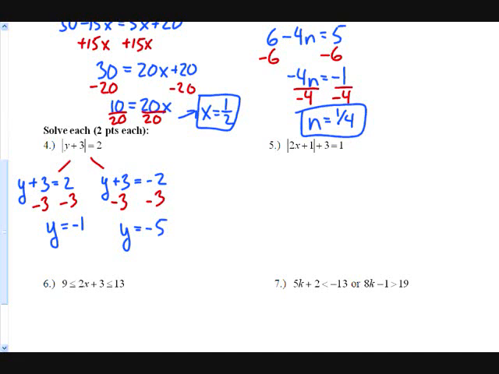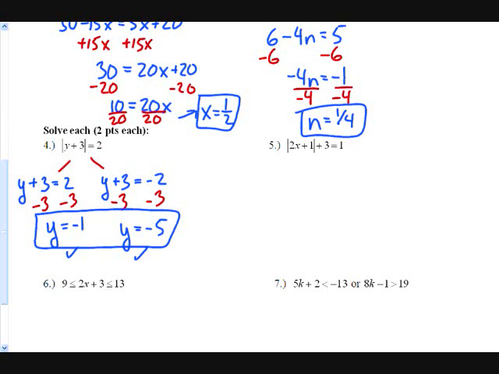And then the last thing I should do is mentally plug this back in and check it. Negative 1 plus 3 is 2. Absolute value of that is 2, so this one works. And then the second one, negative 5 plus 3 is a negative 2. Absolute value of that is also a positive 2, so that one works as well. Okay, always check them in, always plug them in, check them, make sure they work.